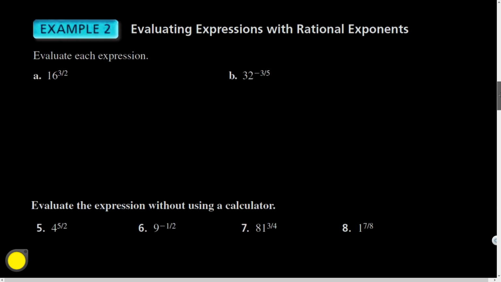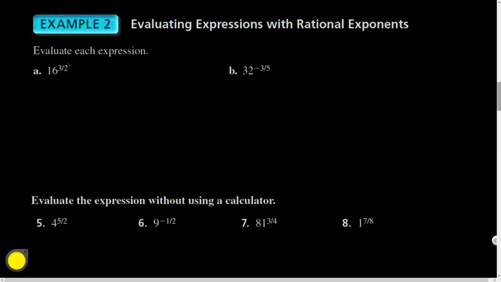Oh, I think I have the property show up later. That's fine. So 16 to the 3/2 power. There's a few different ways I could write this. Now the 2 is going to be my index.